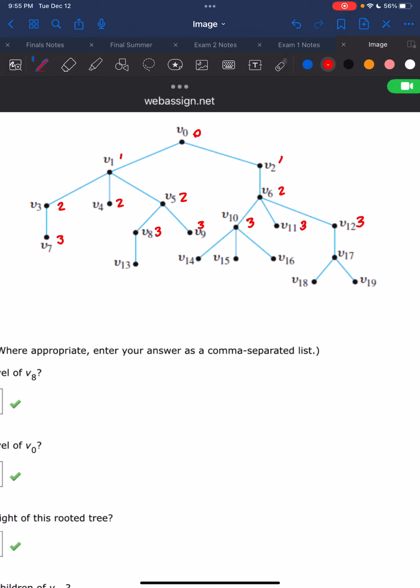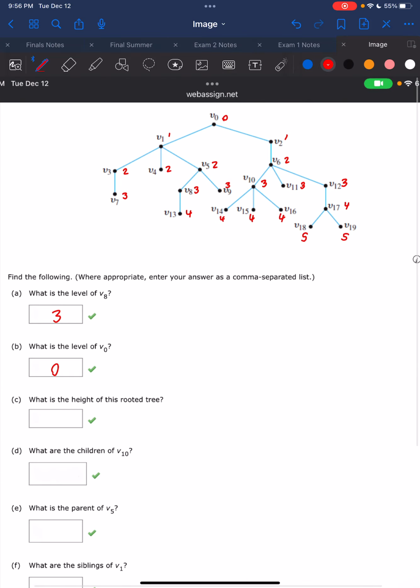Let's check for level 4. V7 doesn't have any children, so no level 4 there. V13 is a child of V8, so that's level 4. And then V10 next, the children are V14, V15, and V16, so those are level 4. And then V12 has one child, V17, so that would also be at level 4. Now, the only ones that haven't been labeled yet are V18 and V19, which are children of V17. So these would be level 5. So, because 5 is the highest numbered level, it is also the height. So the height of the rooted tree is 5.